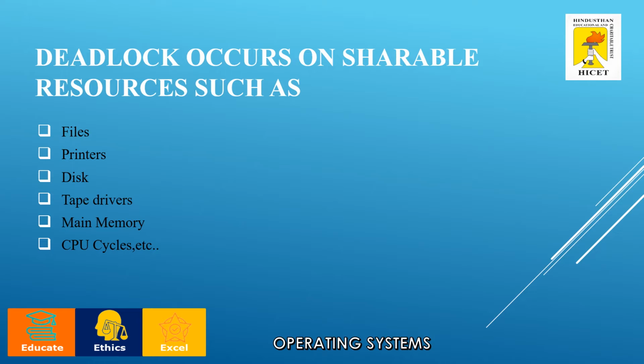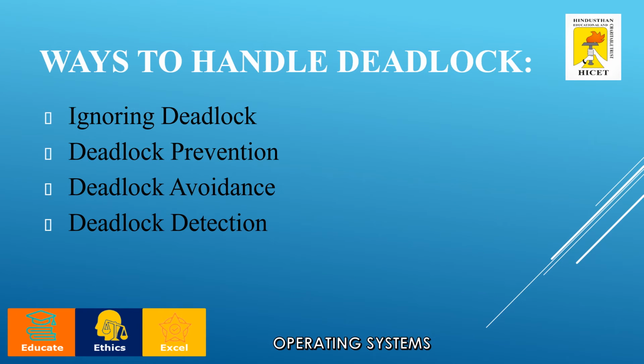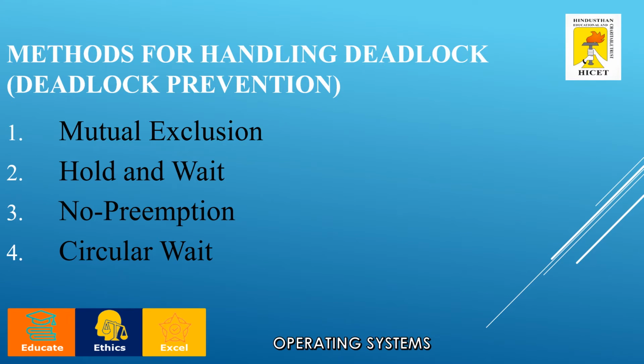Deadlock occurs on shareable resources like files, printers, disks, tape drives, main memory, CPU cycles, etc. There are various ways to handle deadlock. That is, ignoring deadlock, deadlock prevention, deadlock avoidance, and deadlock detection. Now we are going to see each and every way of handling deadlock in a detailed manner.